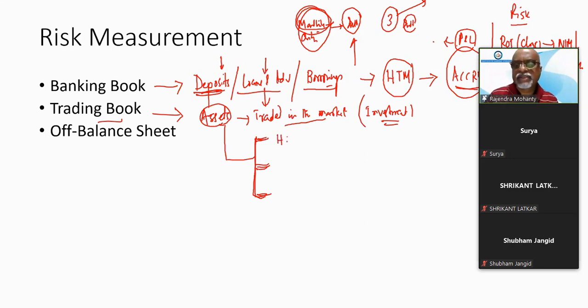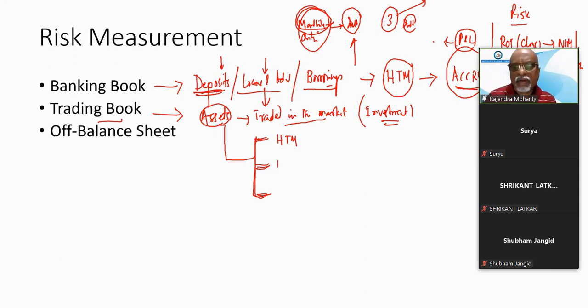One is HTM, which we have already discussed, held till maturity. Certain government bonds are there which you have to buy and hold till maturity, because those government bonds you cannot redeem before maturity. If you are holding them, you have to hold till maturity. So they are the HTM category.